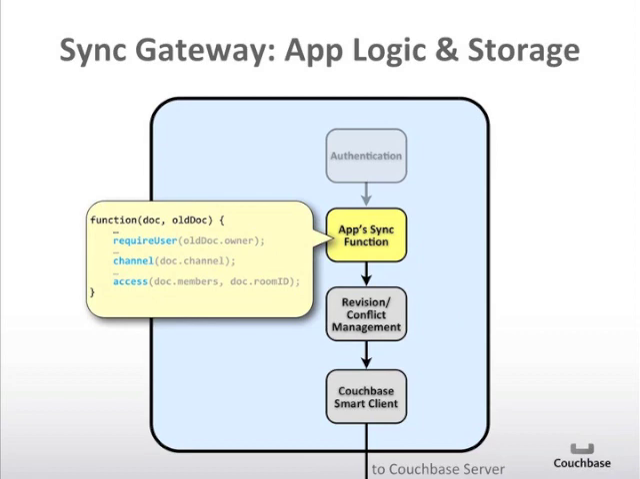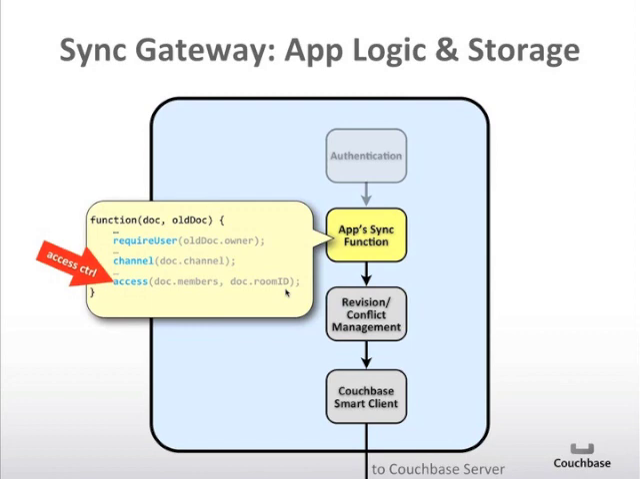So in the sync function, again, we talked about the different functions you can call. So there is validation, like require user. You can also require that the current user is able to access the channels that the document is on, or require that the current user has some particular role. You can put documents on particular channels, and then you can grant access to particular users to a given channel. So these are the main responsibilities of that sync function.